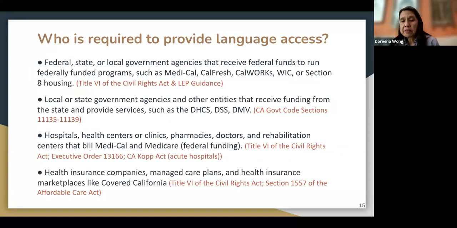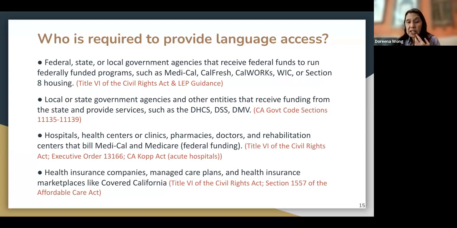So, who is required to provide language access? Well, under Title VI, it's any federal, state, or local government agency that receives any federal funds for any of its programs to run that particular program. So it includes a lot of public benefit programs like Medi-Cal, CalFresh, CalWORKs, WIC, or Section 8.